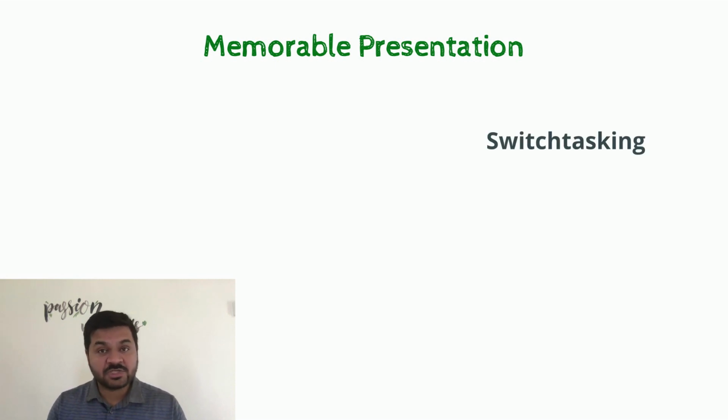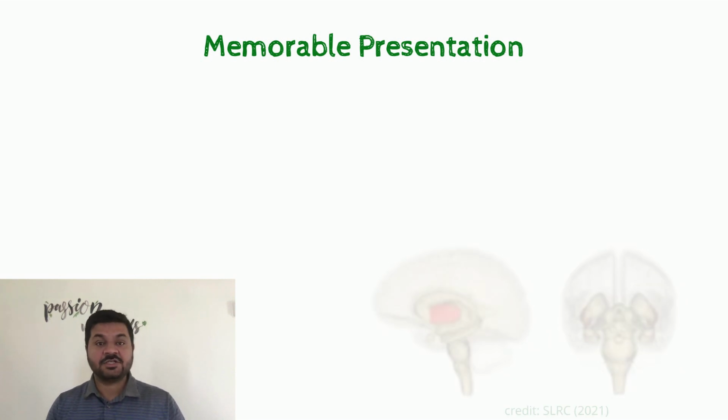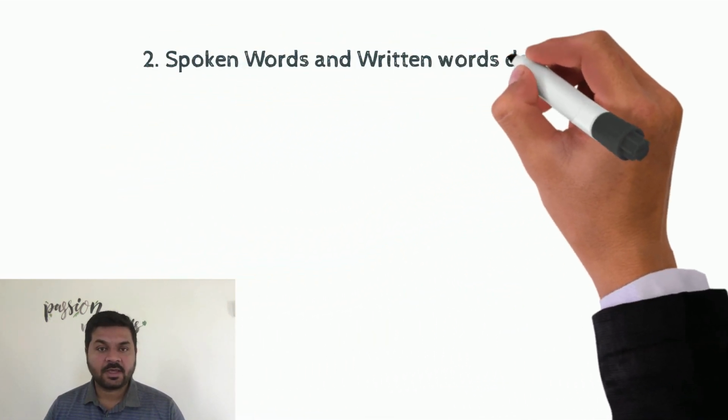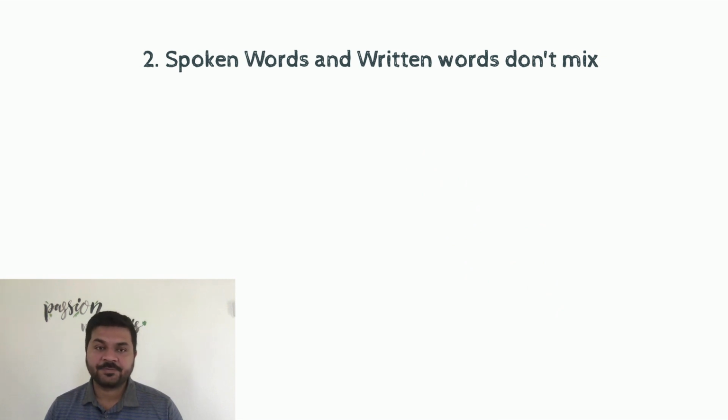And what do we know about switch tasking? Switch tasking results in poor memory and future performance in all of those tasks being attended when a student is multitasking. Now, why is that? It's because multitasking activates shallow, secondary, and less reliable memory networks in our brain, which results in impaired learning and memory. Principle 2. Spoken words and written words don't mix.